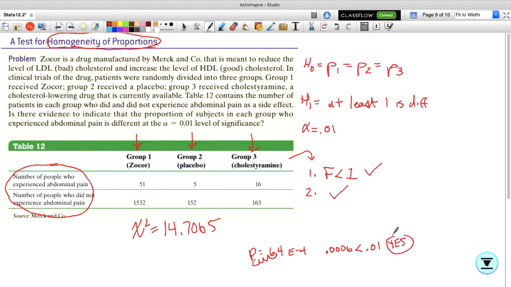I would reject my null and accept my alternative. So I would say something like, there's enough evidence at a 0.01 level of significance to say that at least one of these medicines reacted differently than the others, okay? Or one of these groups was different than the others, okay?